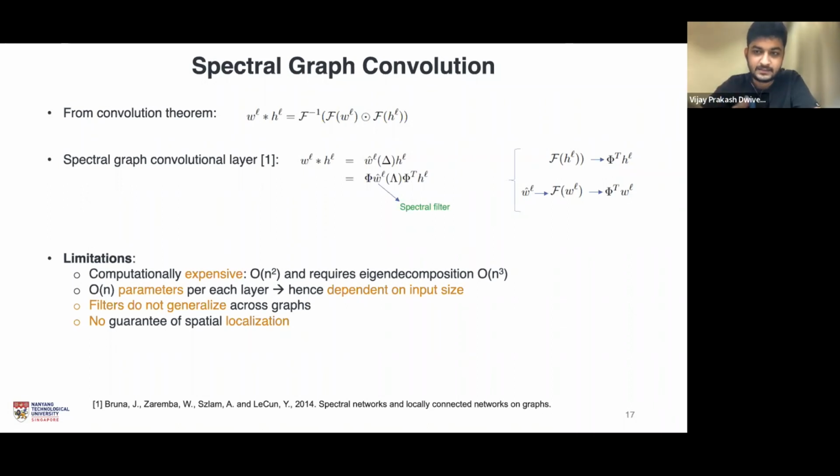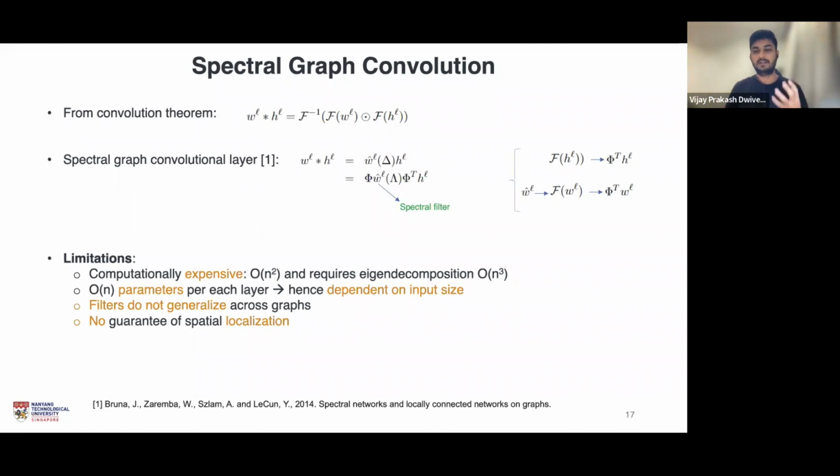So if we have this kind of definition of a graph convolution, we have several limitations. First, these are computationally expensive because we have dense n square matrices, and we are doing eigen decomposition, which involves a cubic complexity. Similarly, the spectral filter which we have here is dependent on the eigenvalues. So we have O(n) parameters per layer, and hence, because of the presence of this n, the filter parameters number depends on the input size.